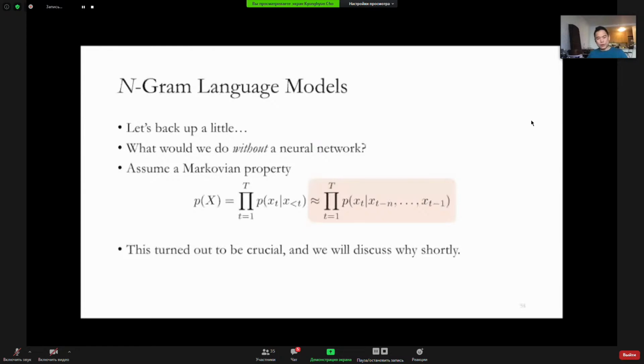One thing that people have been doing is to assume a Markovian property. One of the reasons why you want to assume the Markovian property is that if you don't use this kind of continuous representation or the neural network, it's very unclear what is the right way to build a classifier that can handle a variable length prefix. Because this language model, by definition, should be able to cope with sequences of any length.